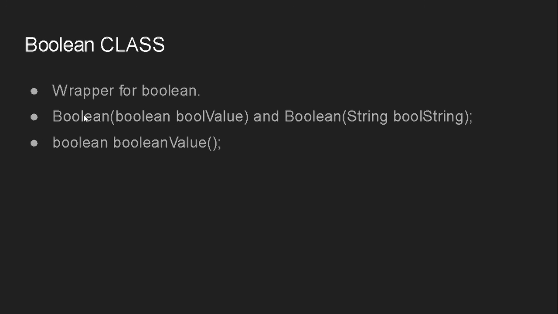So if I am creating an object of this Boolean class by writing Boolean b equals new Boolean(true), then after that if I write System.out.println(b.booleanValue()), it is going to print true. And if I write false here, then it is going to return false. In much the same manner, if I write true in double quotes, then this booleanValue is going to return true, and if I write false in double quotes, it is going to return false.